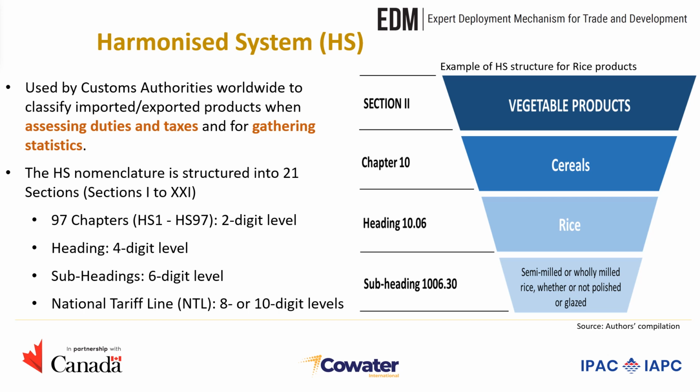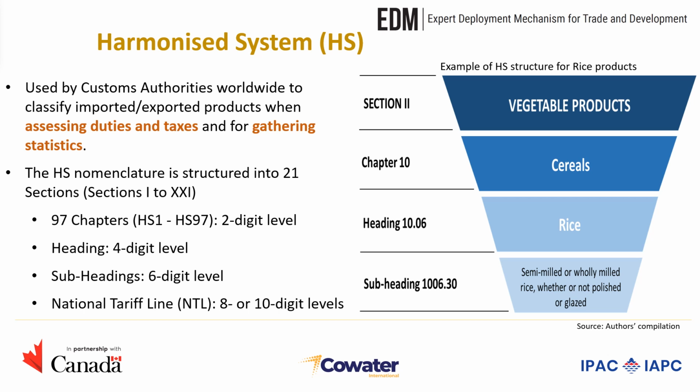The HS is structured into a system of sections, chapters, headings, and subheadings. The HS has 21 sections, as indicated in Roman numerals from I to XXI. For example, Section II of the HS is for vegetable products. Then the chapters are indicated with a two-digit code from 01 to 97 for the 97 chapters. For example, here, Chapter 10 is for cereals. The chapters are then divided into headings, or the HS 4-digit level, and subheadings, or the HS 6-digit level.